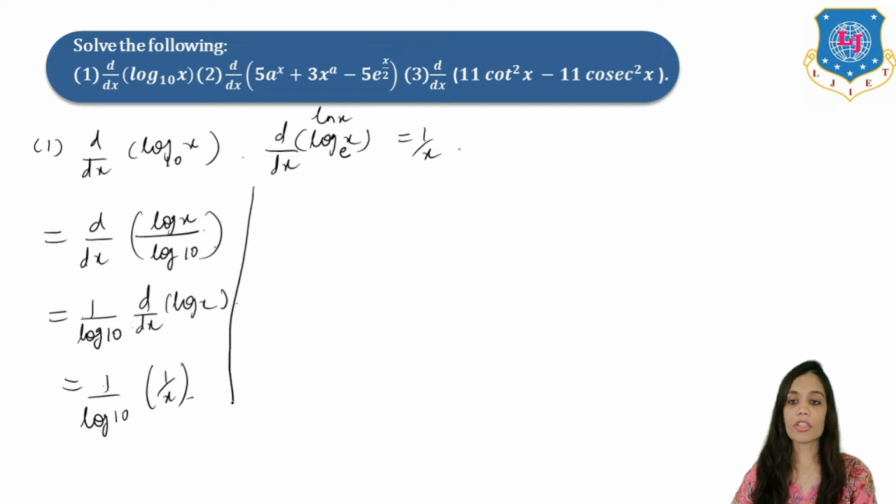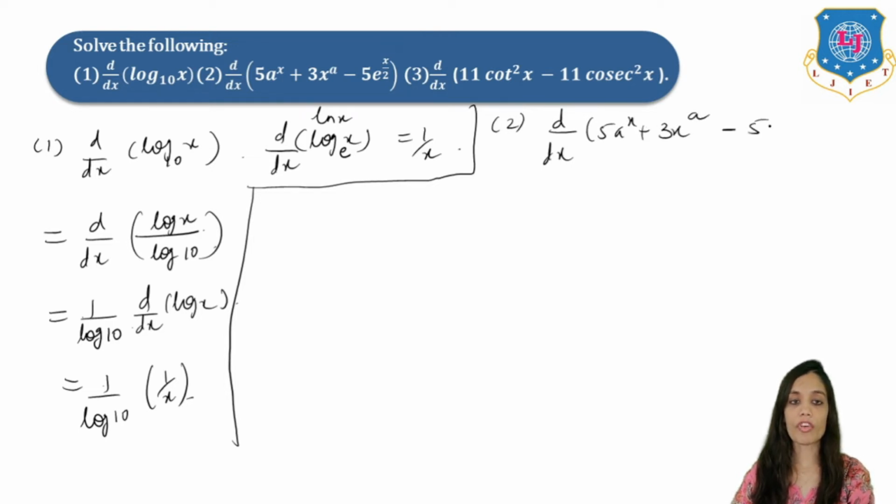Now let us start with the second sum. You just have to apply the formulas only. So your second example is the derivative of 5 a raised to x plus 3 x raised to a minus 5 e raised to x by 2. So now you have to just separate everything. So 5 will remain outside, and you have to find the derivative of a raised to x. That will be a raised to x ln a, right?